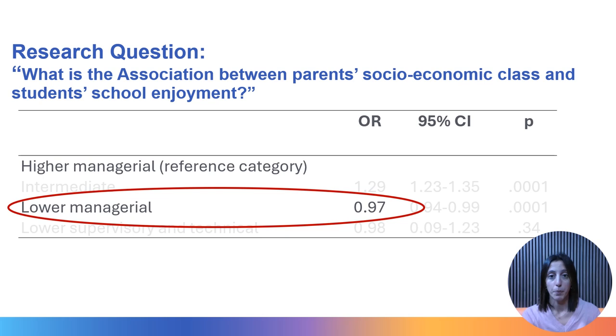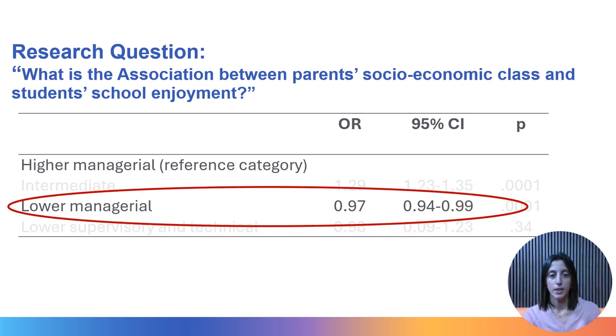Here's an example. For the category lower managerial, the odds ratio is 0.97, it's below 1. It means that compared to having parents in higher managerial jobs, that you can see is the reference category in this analysis, students with parents in lower managerial jobs are 3% less likely to enjoy school. Always check what the reference category is if a variable is reported in categories.